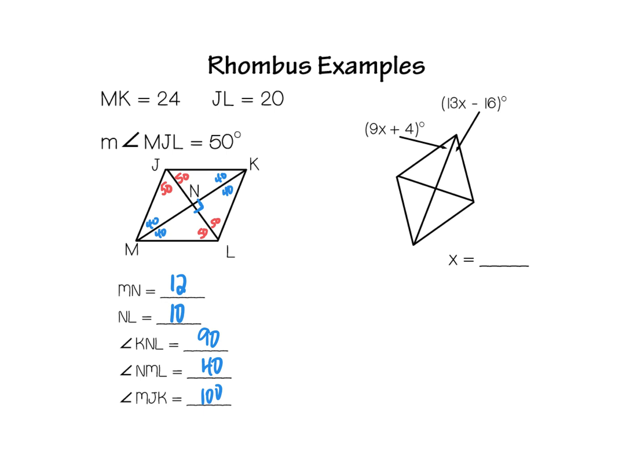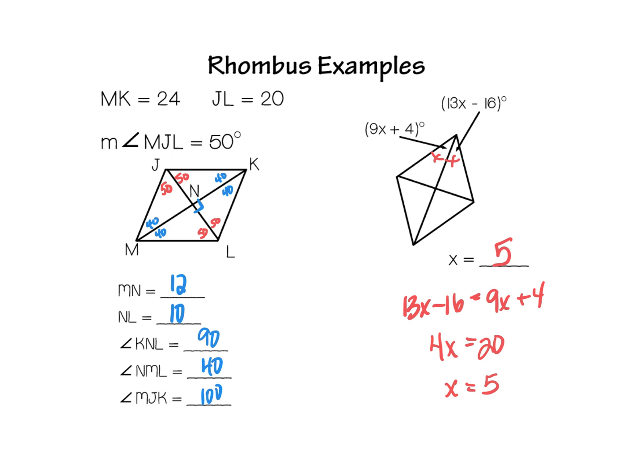All right, the next problem. We have our diagonals drawn in. We know the diagonals bisect the vertex, or bisect the angles, right? So that means those 2 angles have to be congruent. So that means 13x minus 16 has to be equal to 9x plus 4. Subtract 9x from both sides, I get 4x. Add 16, I get 20. Divide by 4, I get x equals 5. So x is equal to 5 on this one.